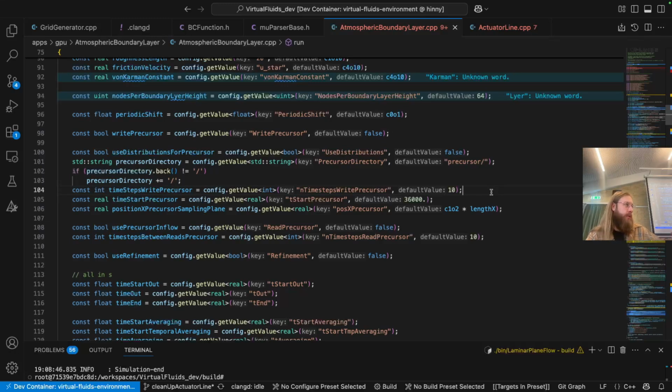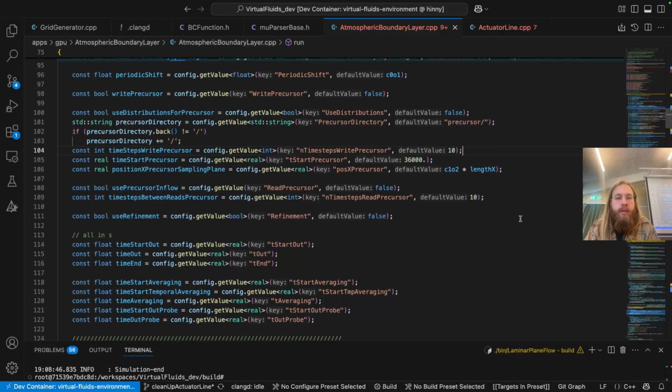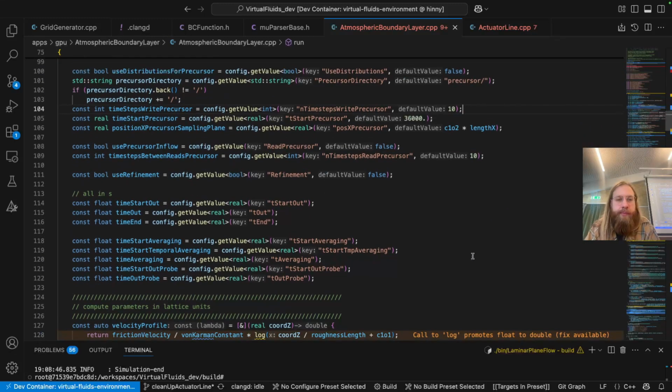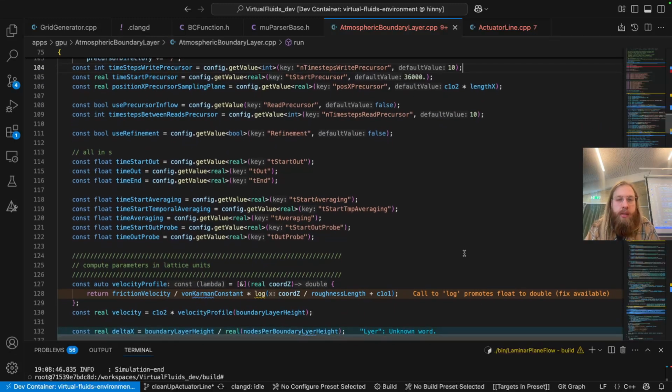So this is also going to be your interpolation later on, right? So this is set to 10. We need quite a long spin-up time. I think we usually use 10 hours for the spin-up time before we start recording the precursor. So, turbulence has to develop, and so on and so forth. And the time step between reads.